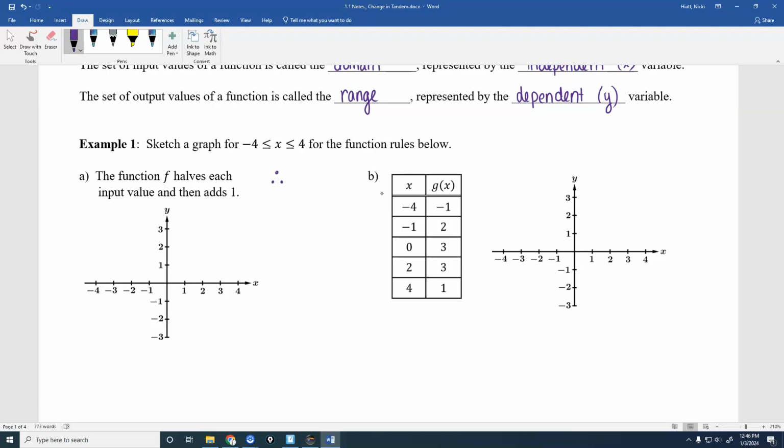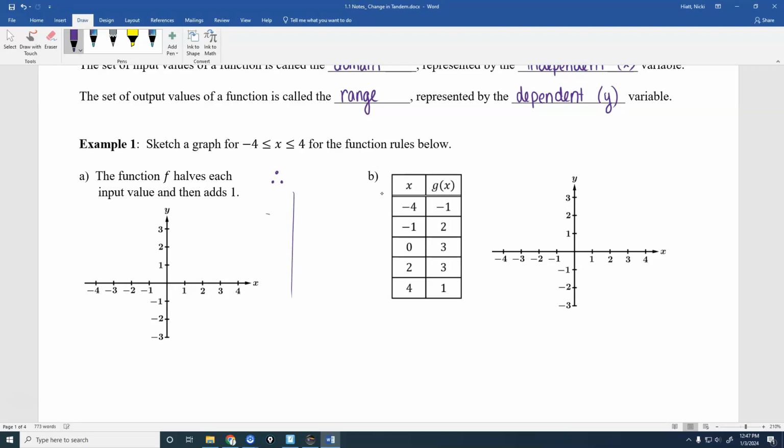So we kind of shy away from this sometimes, but AP is really going to force us to look at it a little bit more, because there are going to be free response parts on your exam where you have to write out an explanation. So we'll work on that more. So we have the function f halves each input value and then adds 1. There are some different ways that we can think about this.